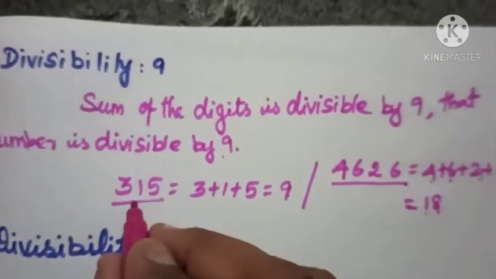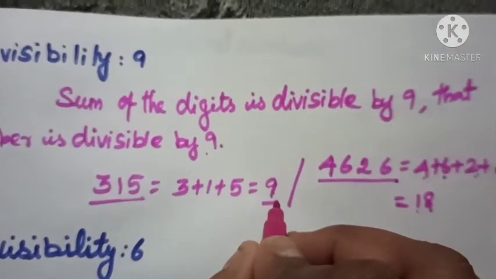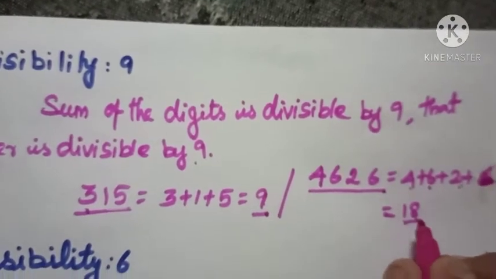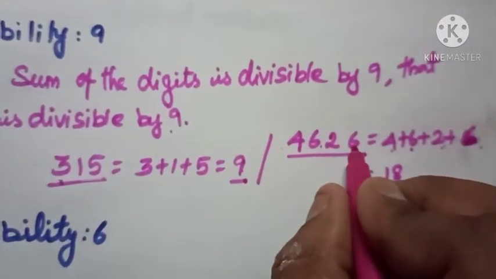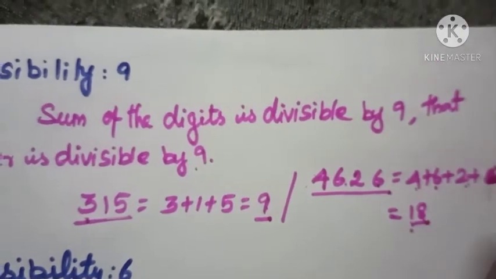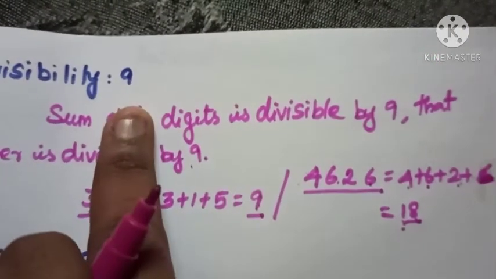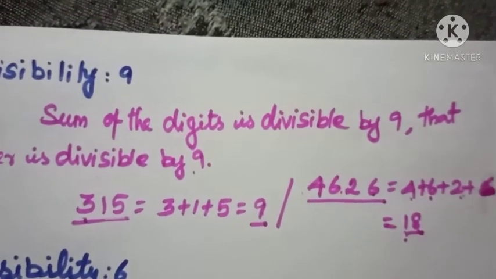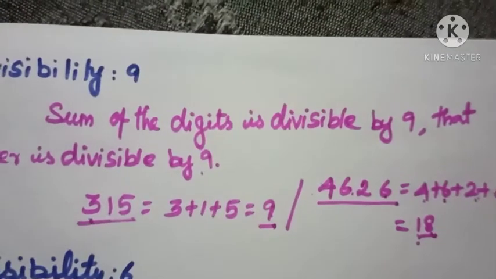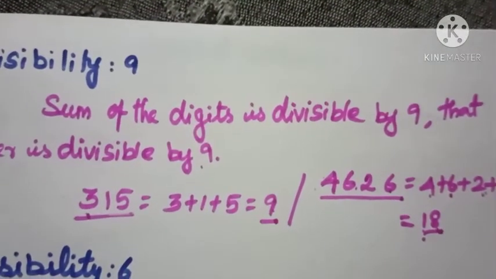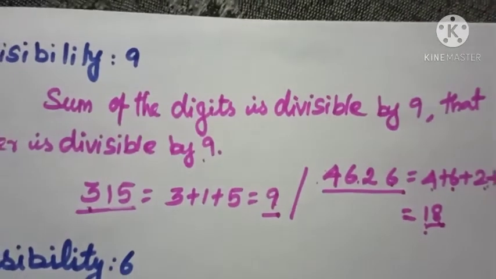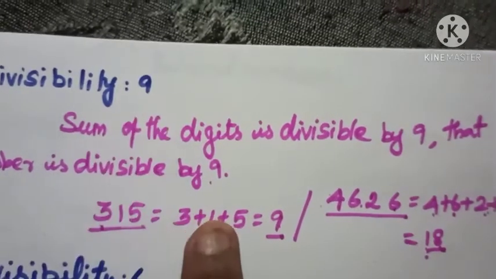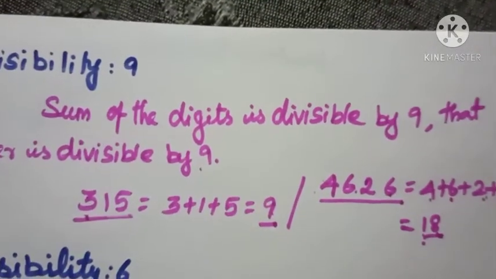And you compare this: 9 is divisible by 3, so 315 is also divisible by 3. And 18 is divisible by 3, so 4626 is divisible by 3. So listen, if a number is divisible by 9, that number is compulsorily divisible by 3. But the reverse is not true for all numbers. If a number is divisible by 3, we can't say that number is compulsorily divisible by 9. But 9 is a multiple of 3, so if a number is divisible by 9, that number is compulsorily divisible by 3 also.